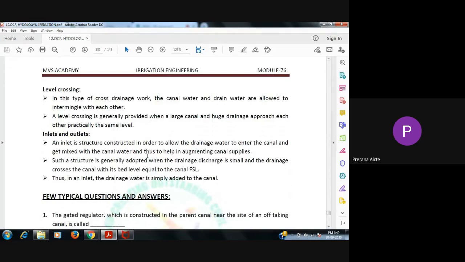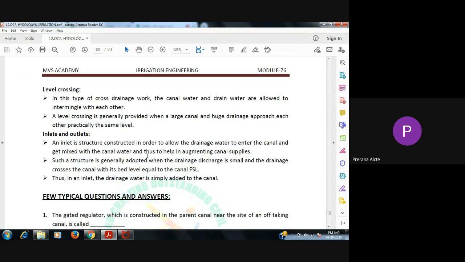Then level crossing. In this type of cross drainage work, the canal water and drain water are allowed to intermingle with each other because of the same level. Level crossing is generally provided when a large canal and a huge drainage approach each other at practically the same level.